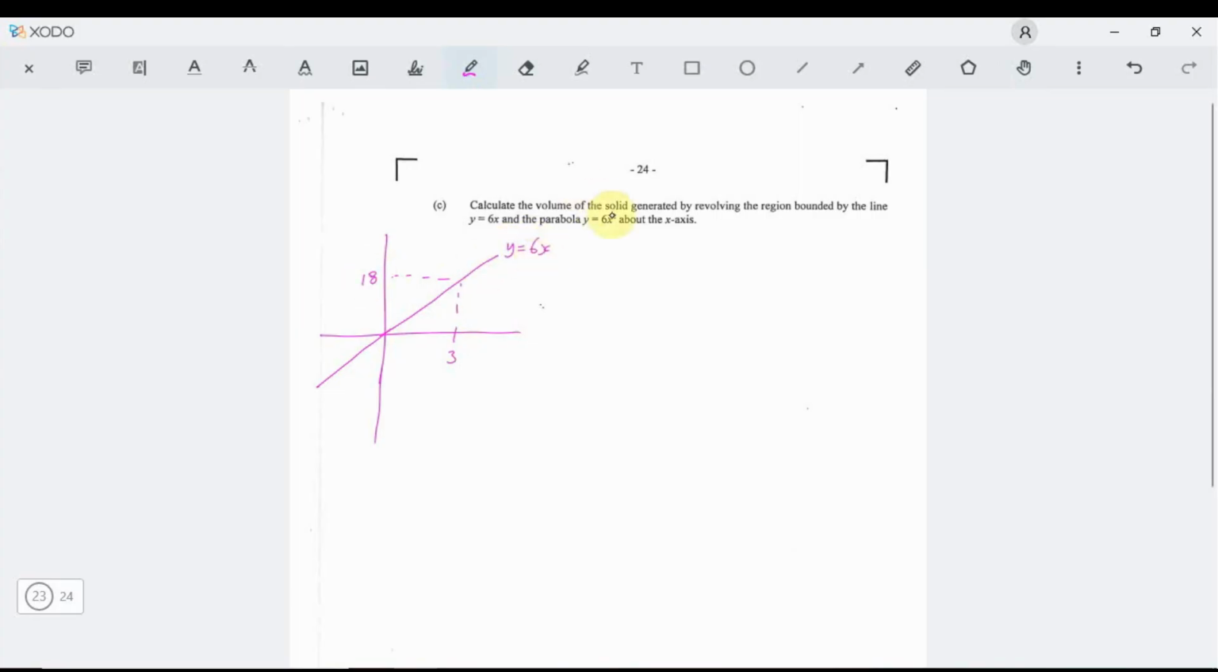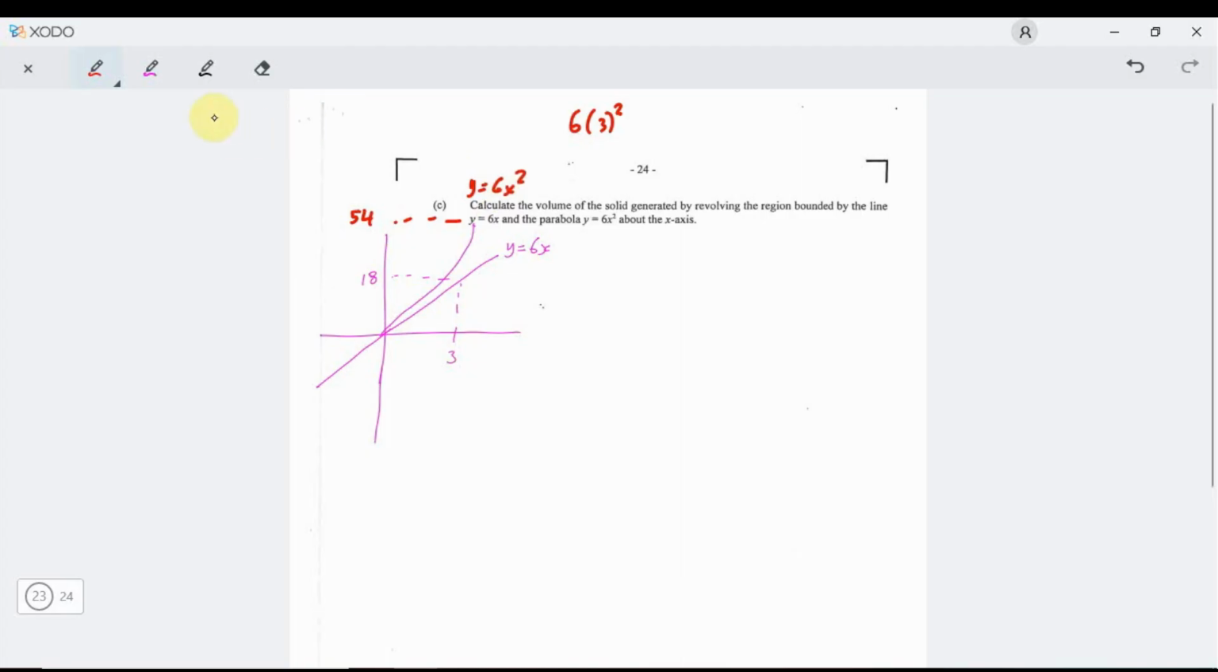Then the curve y equals 6x squared, right? Now the curve y equals 6x squared, first thing, when x is 3, this would be 6 times 3 squared, which is 9, 6 times 9, 54. So the curve looks something like this. I know it's not properly drawn, but bear with me, right? So at that point, when x is 3, the y value would be 54. This would be the curve y equals 6x squared.